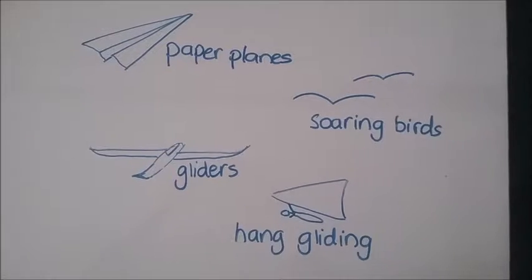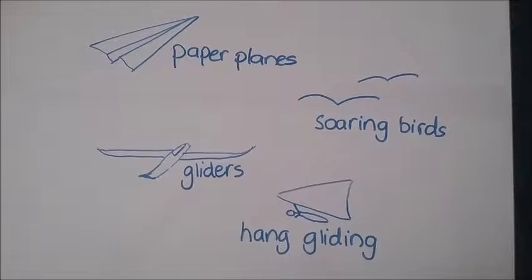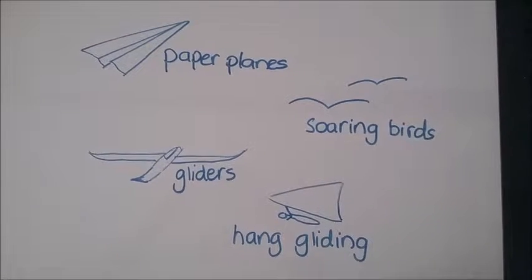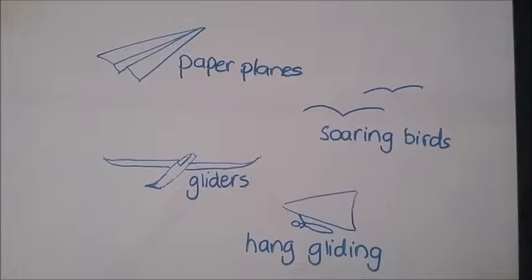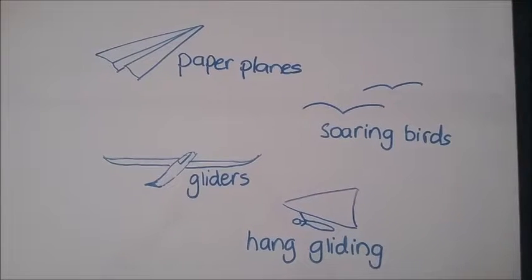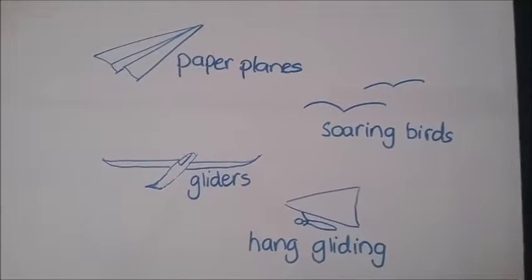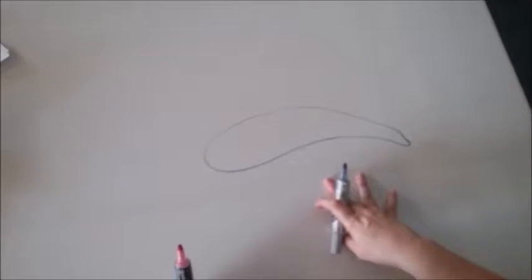You've probably made paper planes before or watched birds soaring without flapping their wings. You've maybe seen hang gliders, or maybe you've even been in a glider yourself. So what do all these have in common that keeps them up in the air? We use lift, a force that occurs when a liquid or a gas, a fluid, flows over or around an object. Here's our wing seen from the side.